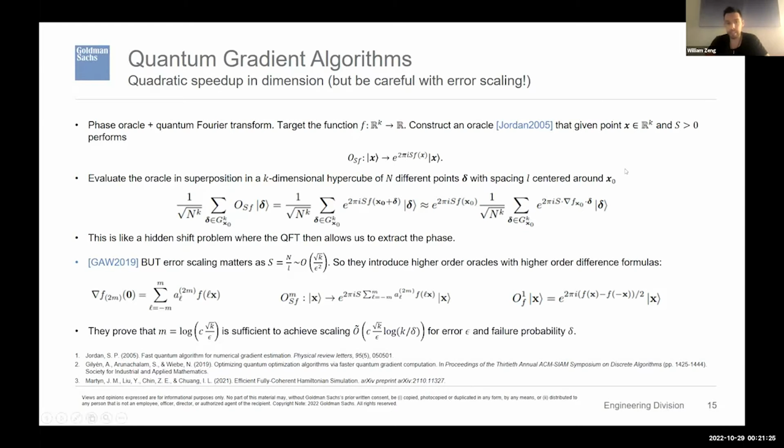So if you do that, then they prove that choosing an m that is log of square root of k over epsilon, where c is some factor that depends on the smoothness of your function, then that's sufficient to achieve the scaling that we want with some other terms in here, but basically square root of k over epsilon.